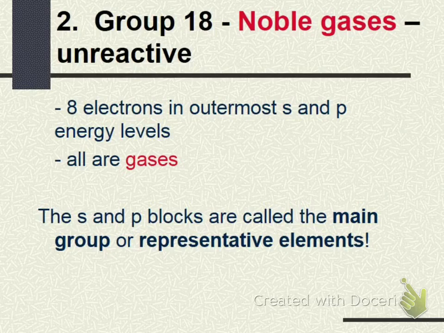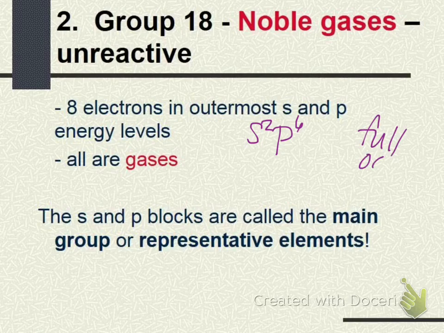That brings us to group 18, which is the noble gases. And as we talked about last unit, s2p6 is their outermost electron configuration, which gives them 8 electrons, because now they have a full octet, and that makes them very, very stable. They are all gases, but they're odorless and colorless also.